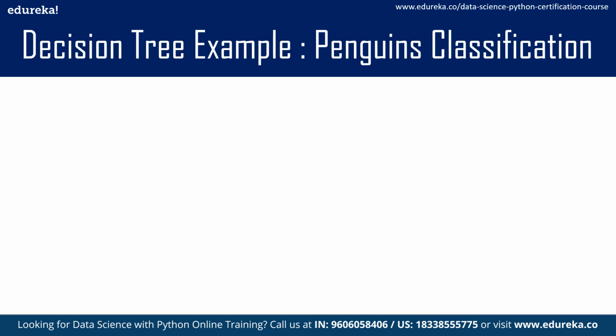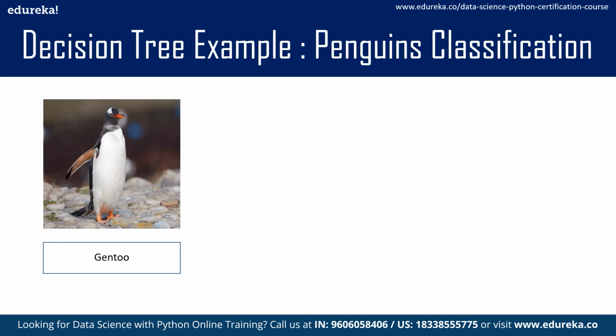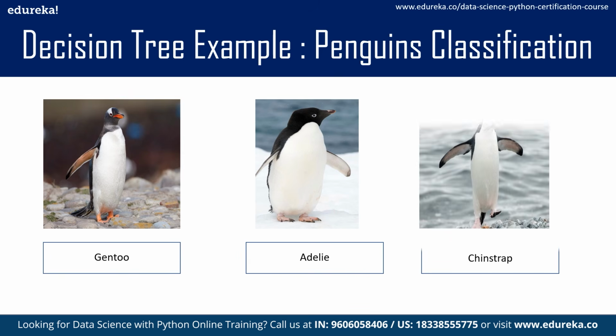Let me walk you through what this penguin classification problem is. We've got 3 species of penguin. Let us get familiar with these penguin species. This is Gentoo, this is Adelie, and this is the Chinstrap species.